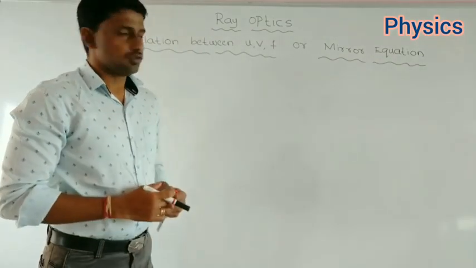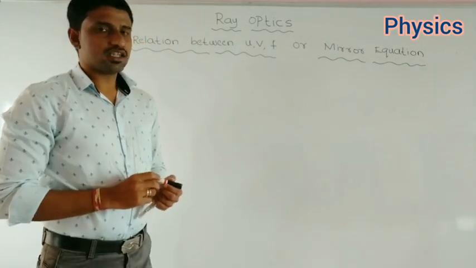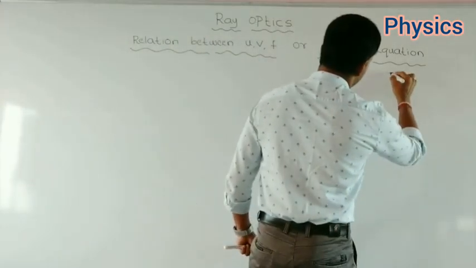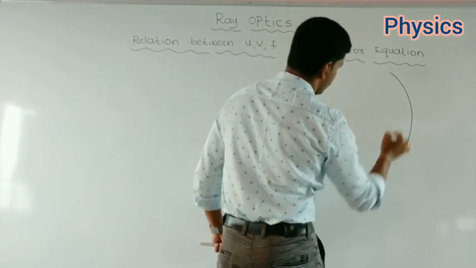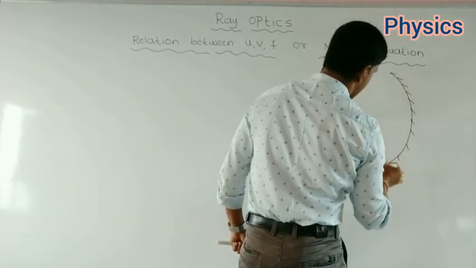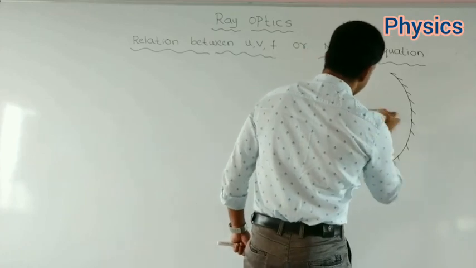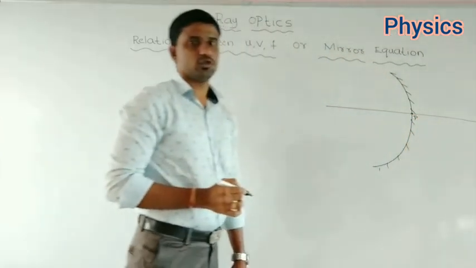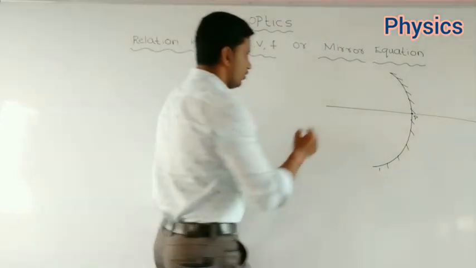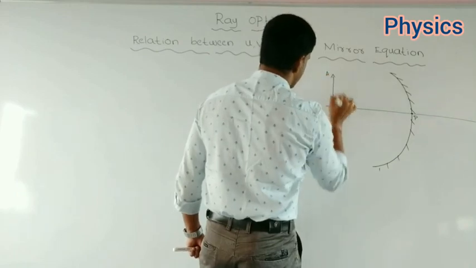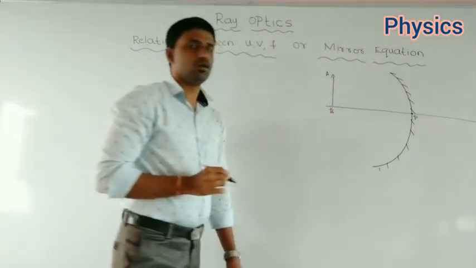So to derive the expression, I am going to consider one spherical mirror. That mirror I am taking here as a concave mirror. This is a concave mirror, and this is the principal axis of the concave mirror. Now I am taking one object here. This one is the object AB.